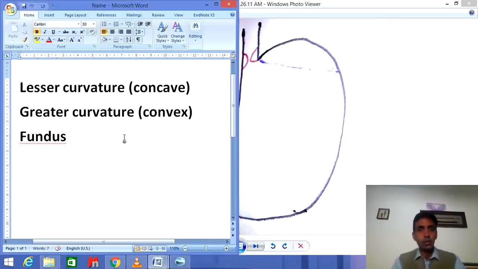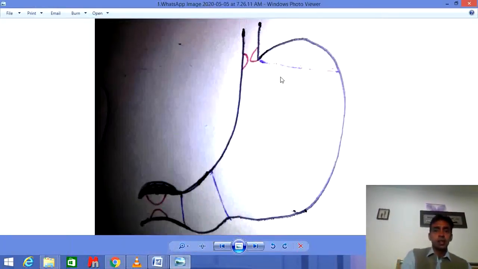The fundus is responsible for accommodating the gases which are present inside the stomach. The fundus is responsible for the accommodation of gases. So this is responsible for the accommodation of gases inside the stomach.